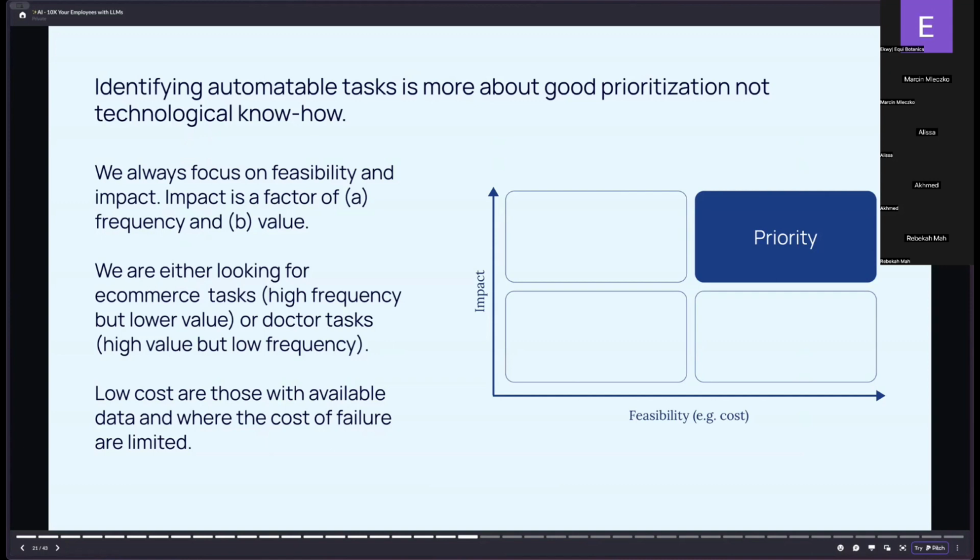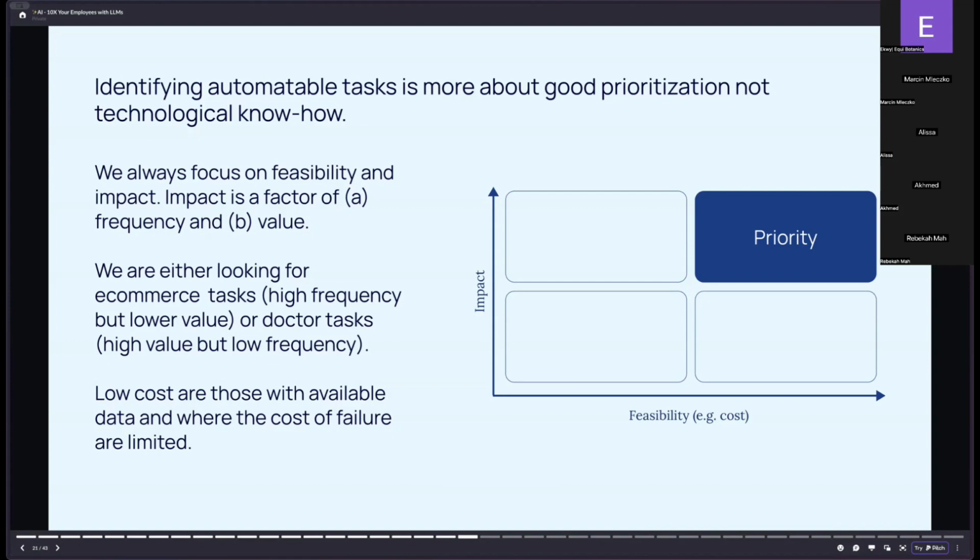And in that, we are either looking for e-commerce tasks, which have high frequency but lower value, like in your warehouse where there's high throughput going on all the time, or doctor tasks, where you have a really expensive person but a lower frequency.